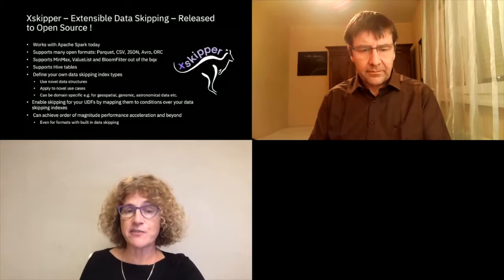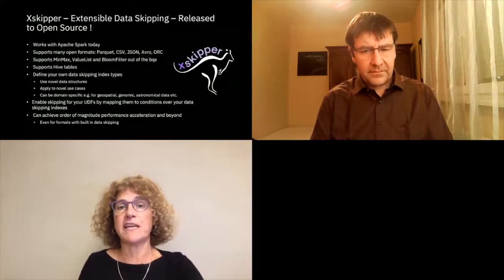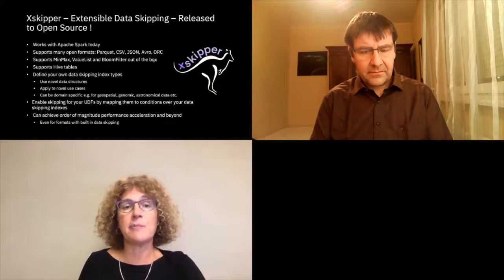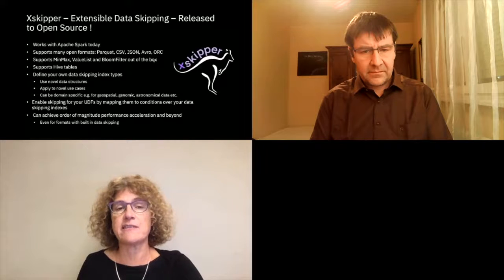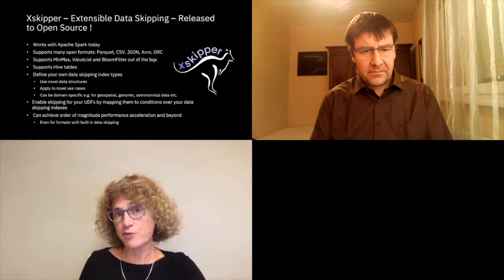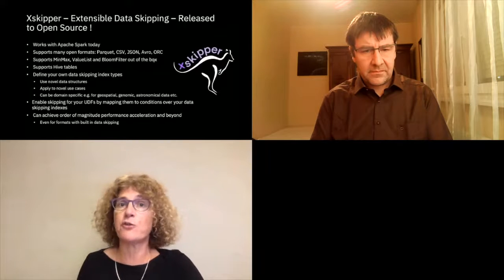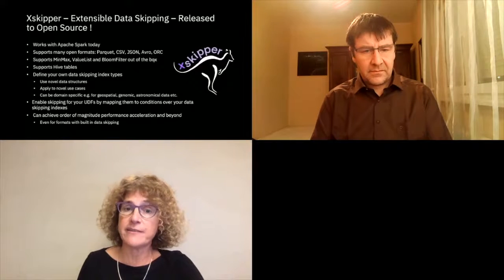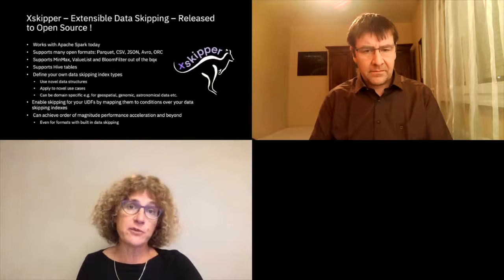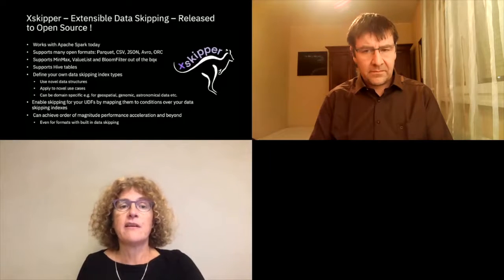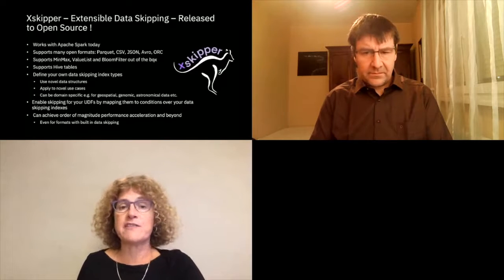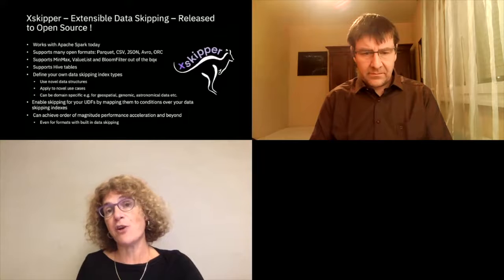But you can define your own data skipping index types, use your own novel data structures, and apply them to your own use cases. And the data can be domain specific, for example, geospatial data like I showed for the weather company use case, or could also be genomic data, astronomical data, and so on. You can enable data skipping for your own UDFs by mapping them to conditions over your data.